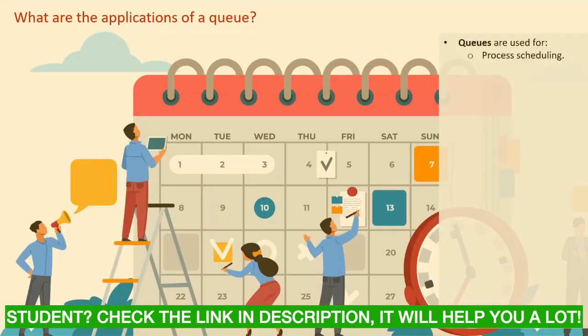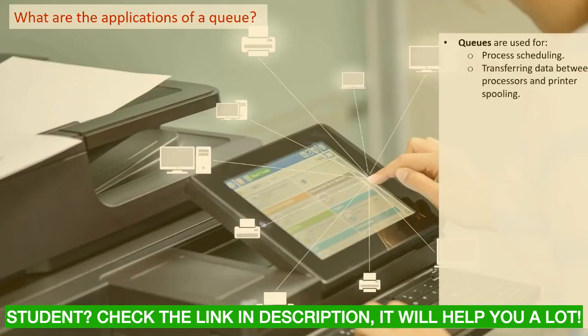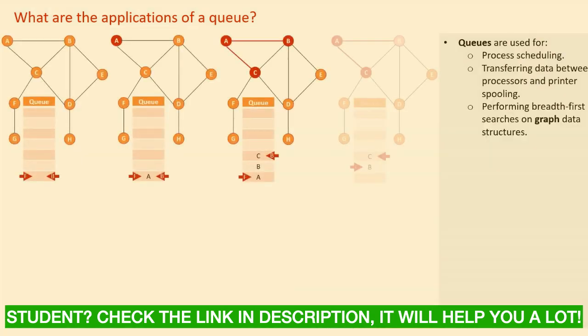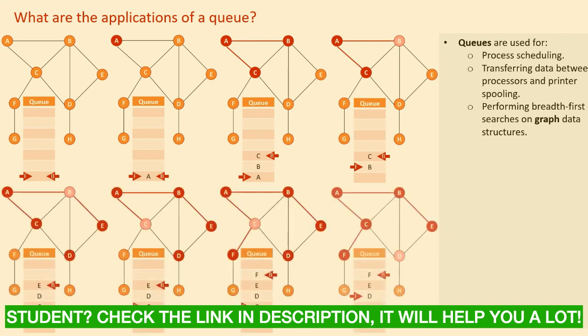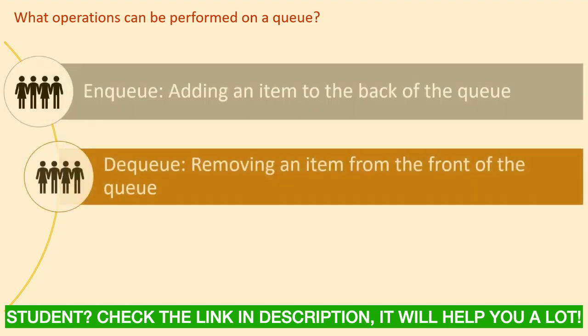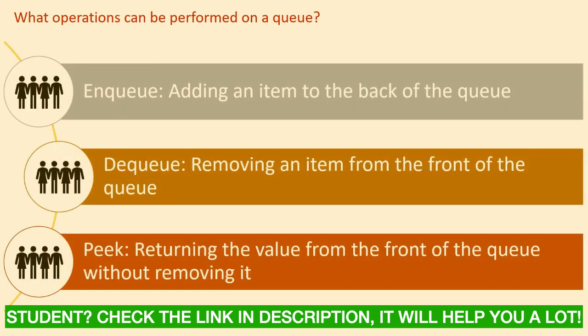Queues can also be used for process scheduling, transferring data between processors and printer spooling, performing breadth-first searches on a graph data structure. There are three basic operations you need to be aware of for a queue: enqueuing an item, dequeuing an item, and peeking. And we'll look at these in more detail in our second video on stacks and queues.